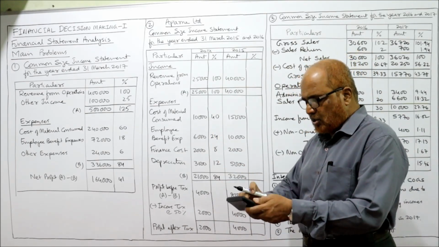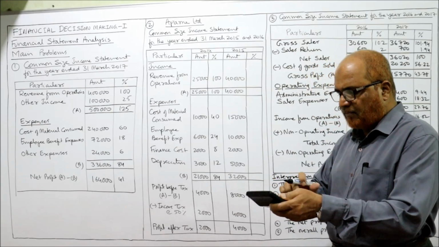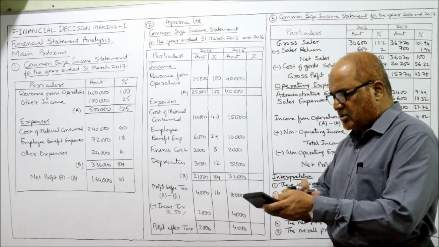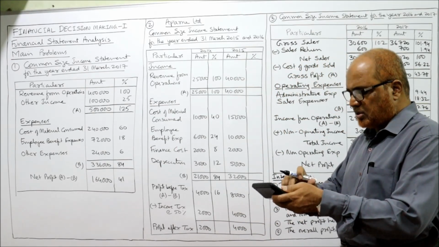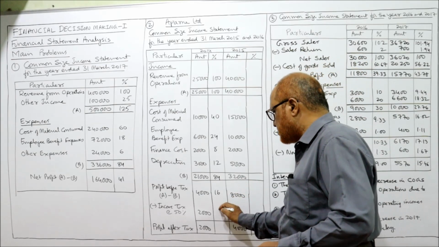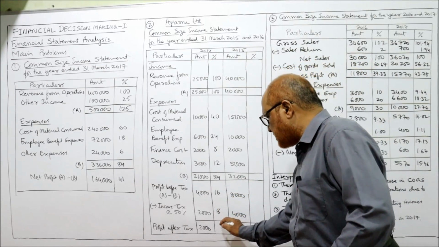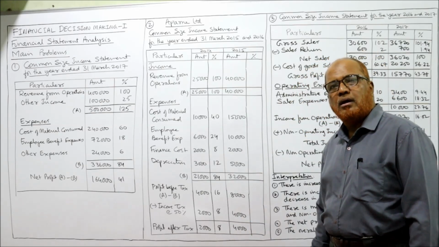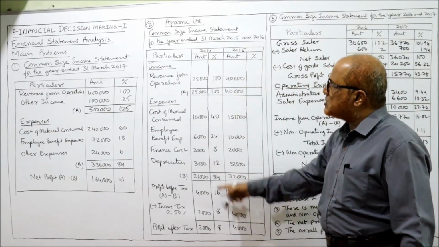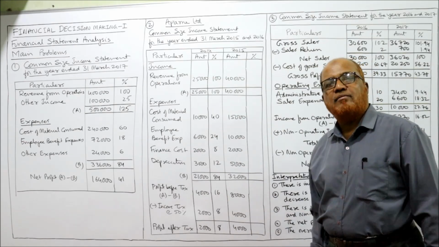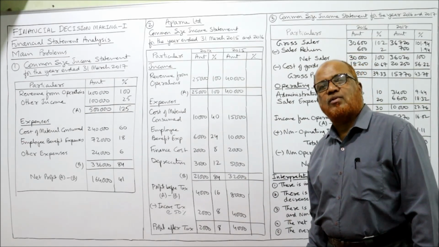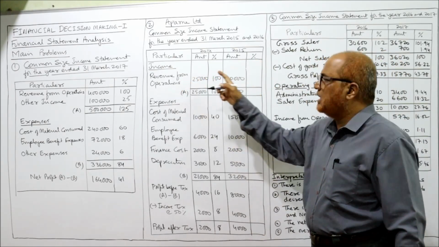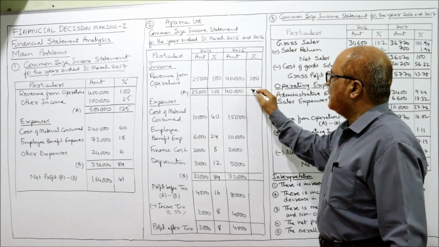Now 4,000 divided by 25,000 into 100, you will get 16%. Then 2,000 divided by 25,000 into 100, you will get 8%. Last one 2,000, same 8. 16 minus 8 is 8. Over. So we have calculated the percentages for 2014. Same way we have to calculate the percentages for 2015. So 2015 revenue from operation is 100%. Here also take 100.